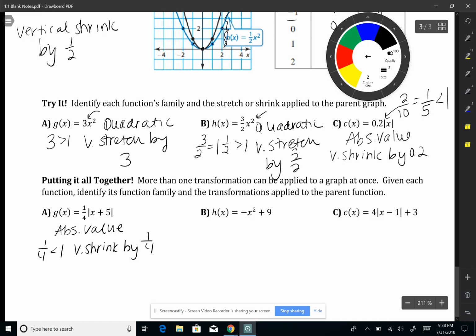by 1/4. Then remember when we added or subtracted inside the function, it was moving right or left, and we had to think opposite for that. So that is going to actually move left 5.